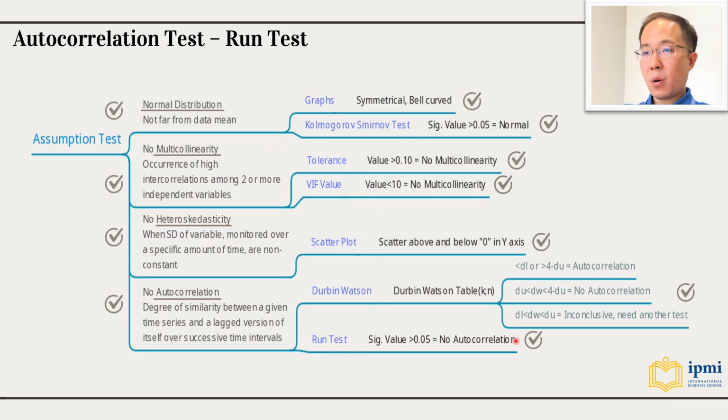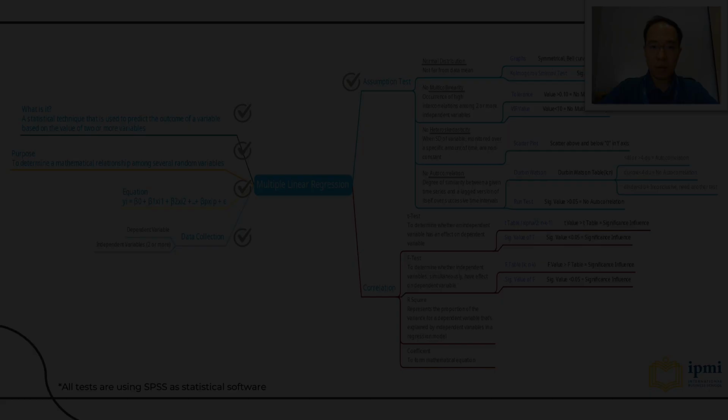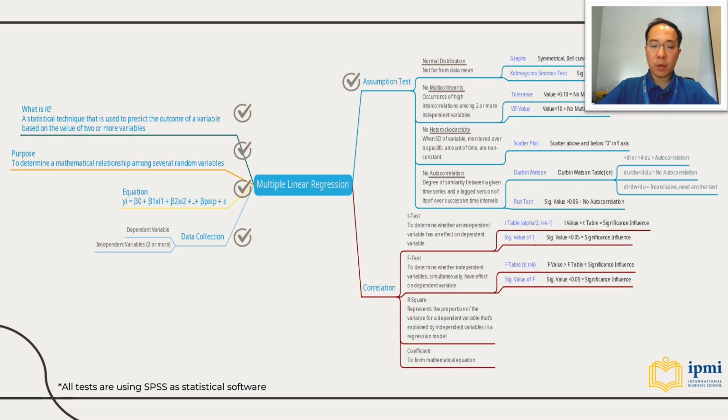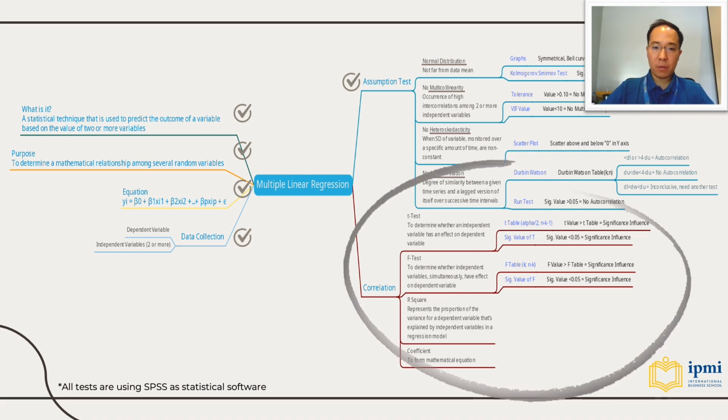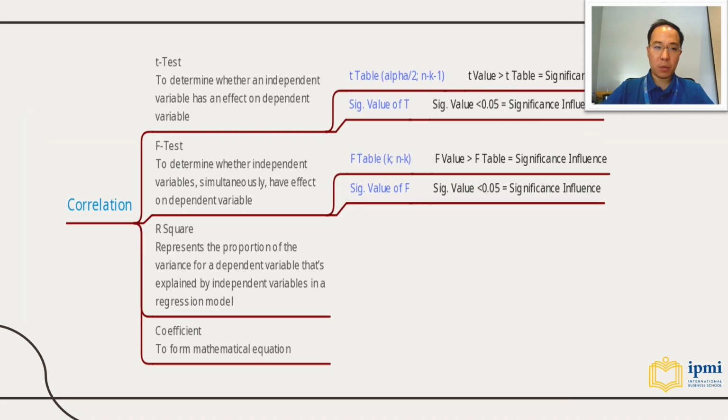From that, we pass all 4 steps of assumption test. We pass, ensuring that the data is not biased, the data is persistent and accurate. Now, let's go to analyze the data. Move to the correlation test. Correlation test is the heart of this mind mapping. There are also 4 steps to do these correlations further.